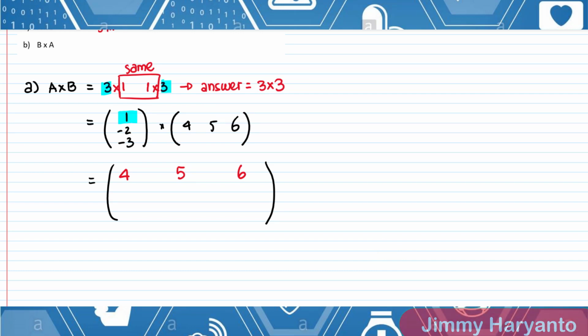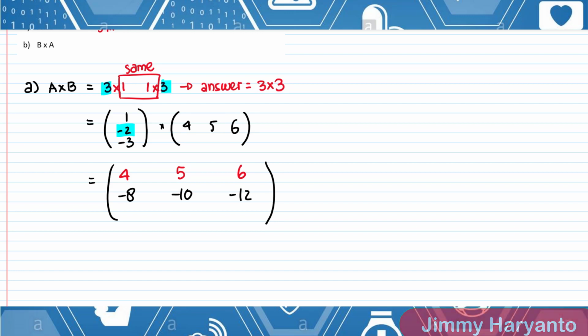So we move to the second row. Now we go to the second row. The second row times the first column equals -8. And then the second row times the second column equals -10. The second row times the third column equals -12. There you go. This is the second row.